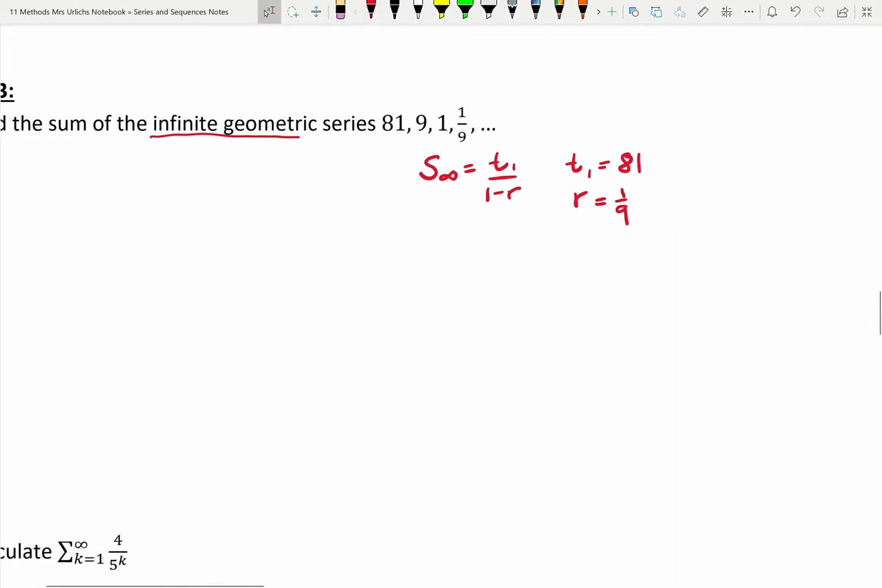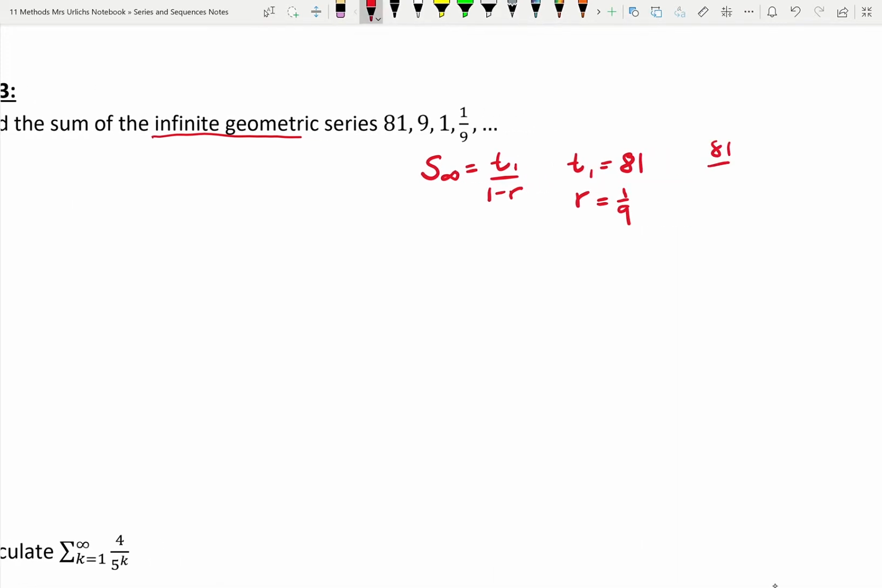And you can check that. 9 divided by 81 is 1/9. The next one is 1 divided by 9, which is 1/9, and then 1/9 divided by 1, which is 1/9. So we can see that the R is 1/9.